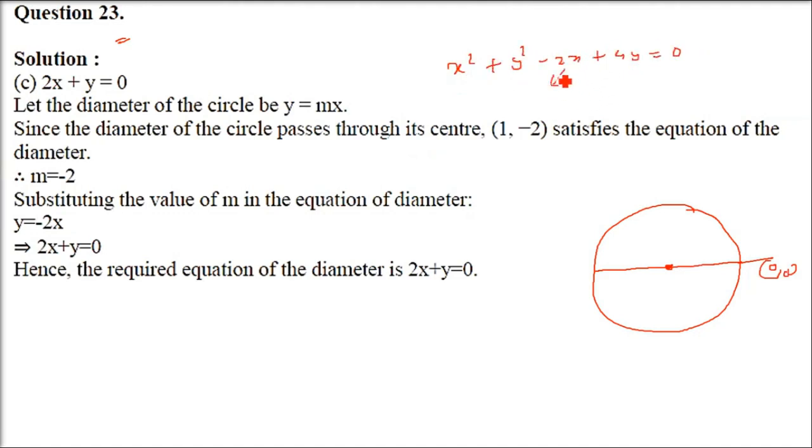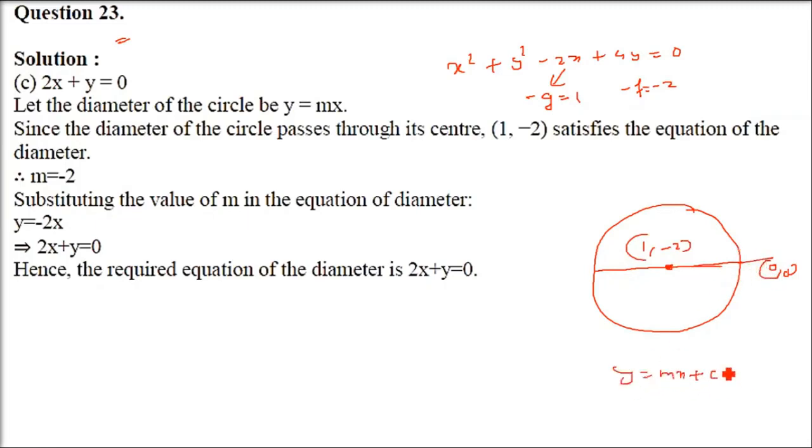So here from this equation, center (-g, -f) you have to find out, as you know by now how to find out. So just compare -2x with 2gx, you get -g as 1, and 4y as 2fy. So you have center as (1, -2), and (0, 0) it is passing. So you have 2 points. You can find out the diameter equation.